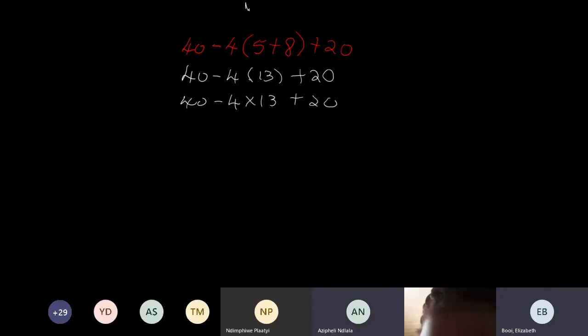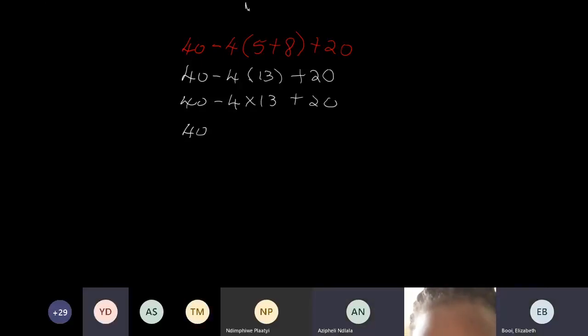Then you put 40 down again. What do we solve first? The multiplication first. Then it's negative 4 times 13. It gives you 52, so it's negative 52. Minus 52. And then plus 20.